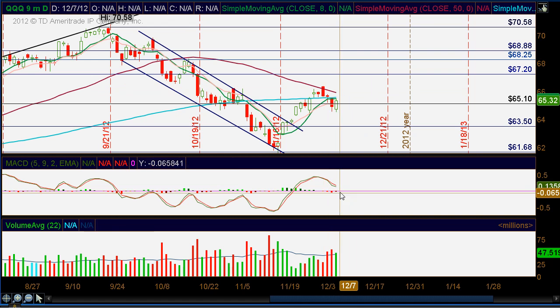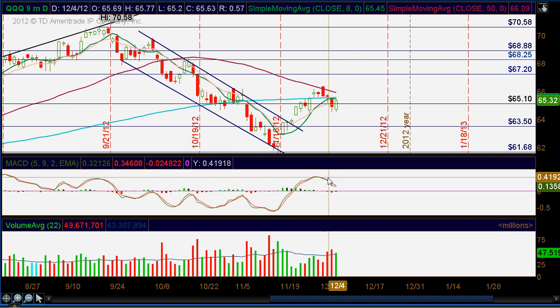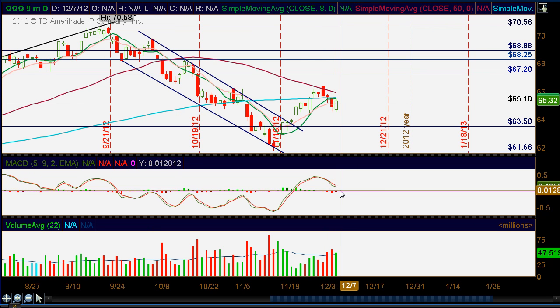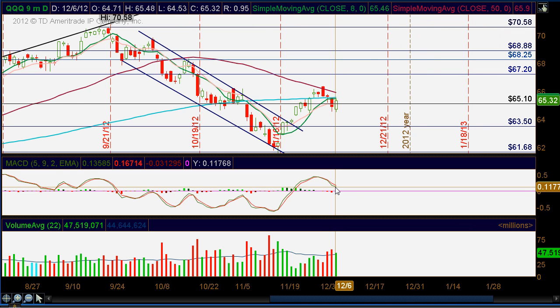And then the next one is the MACD. The MACD is traveling south, getting closer and closer to the zero line. So watch the MACD as well, together with the chart and with the volume, to look for confirmation.